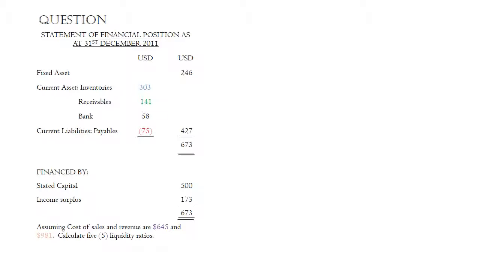Now, remember from our previous lecture, we said we have types of liquidity ratio that go like: 1, the current ratio; 2, the quick ratio or the acid test ratio; the third one is the receivables collection period, the fourth one is the payables payment period, and the fifth one is the inventory turnover period. So let's see how we can solve such a question. This is much more basic and simple.